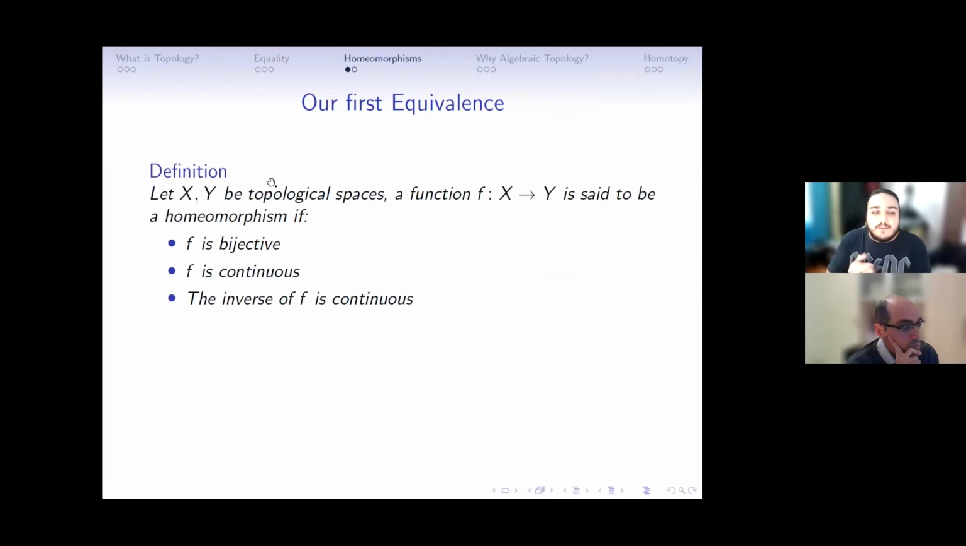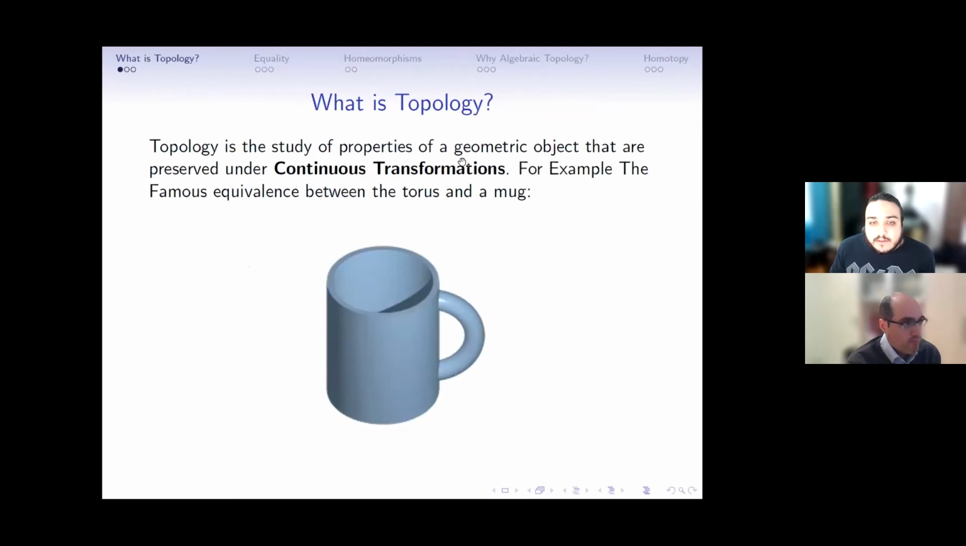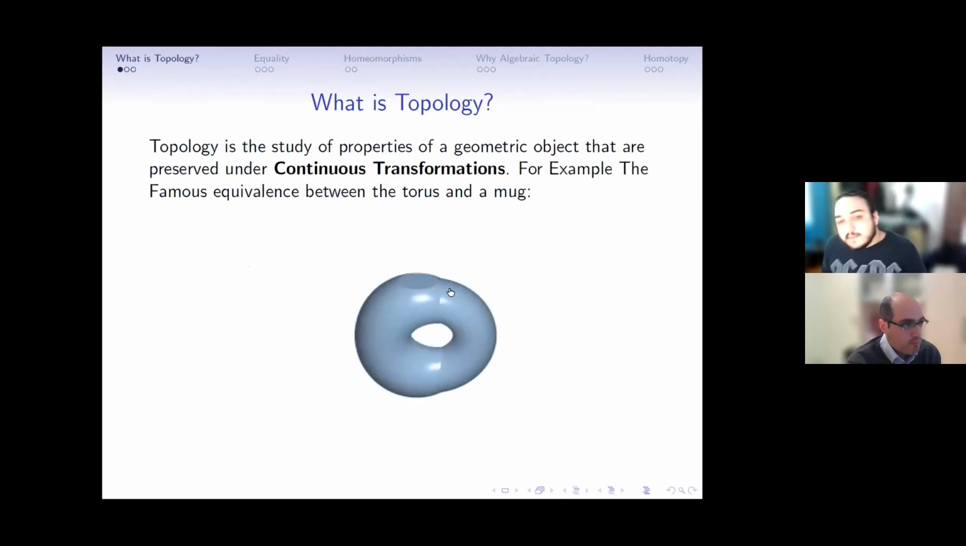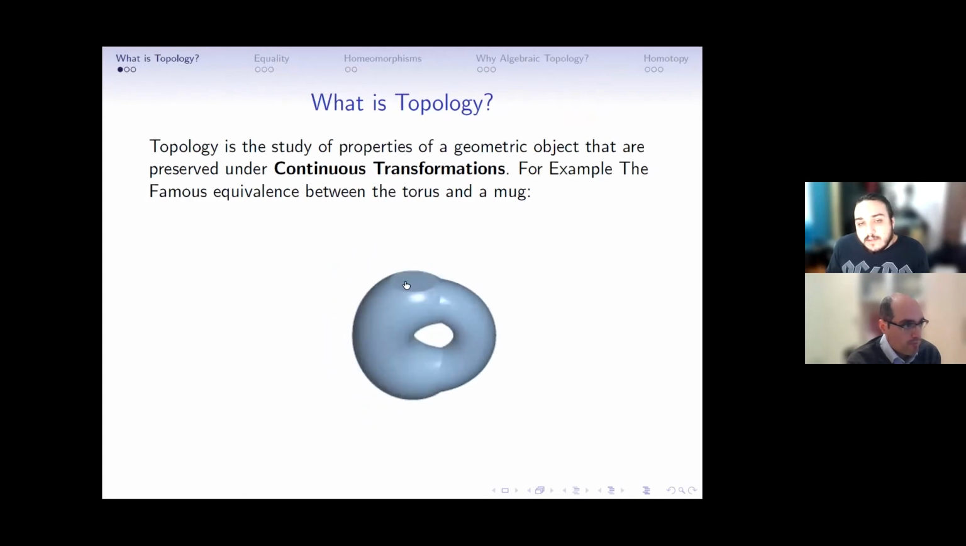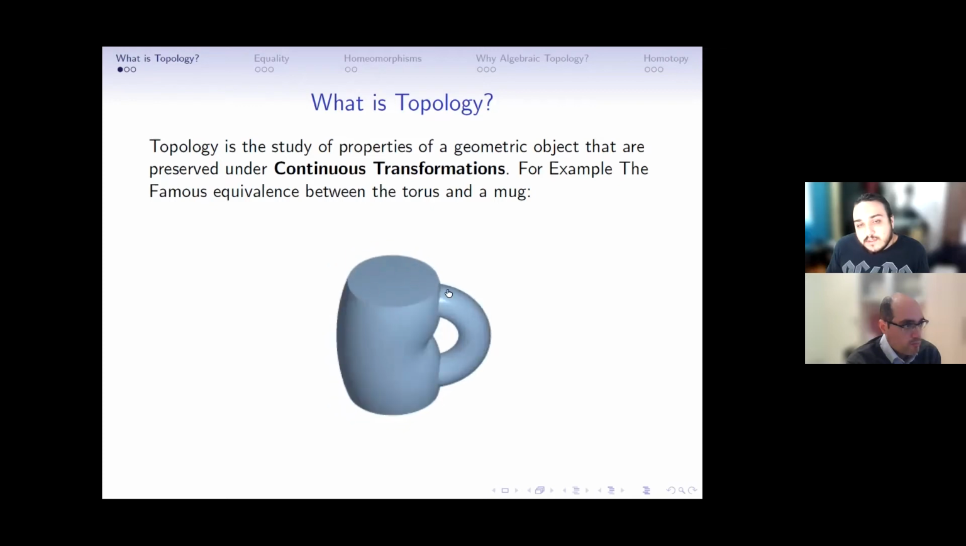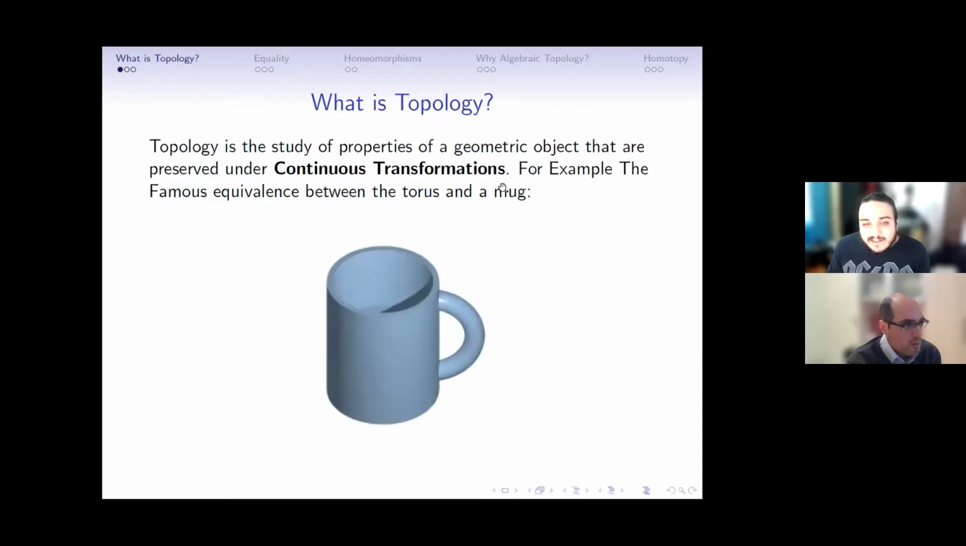Homeomorphisms are just functions between two different topological spaces. They have specific properties, like F is bijective, so it's one-to-one and onto. It is continuous and has a continuous inverse. For example, if we go back to this nice image here, we've got two topological spaces: this donut and this mug. You can see this transformation is continuous because there are no jumps, besides in the loop of the GIF.